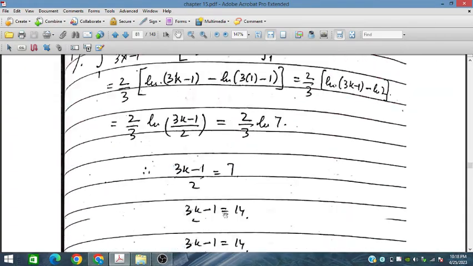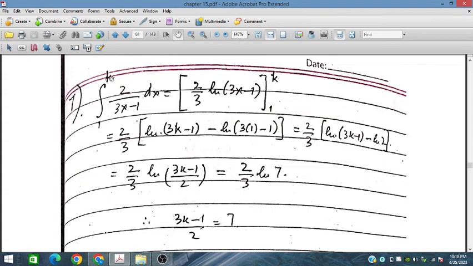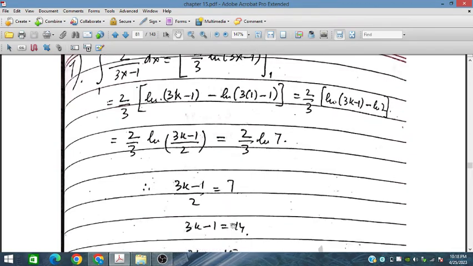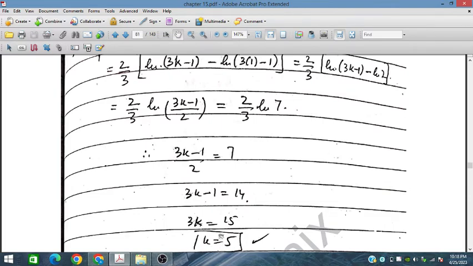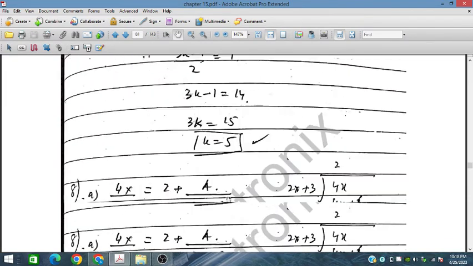Now we solve question number 7. We have the integral from 1 to k of 2 over (3x minus 1) dx, which is equal to 2 upon 3 ln of (3x minus 1), from 1 to k. On substituting the limits, we have obtained this, and this becomes, so this is given, so 3k minus 1 upon 2 is basically the 7, and k is obtained as 5. So this was a very important question.